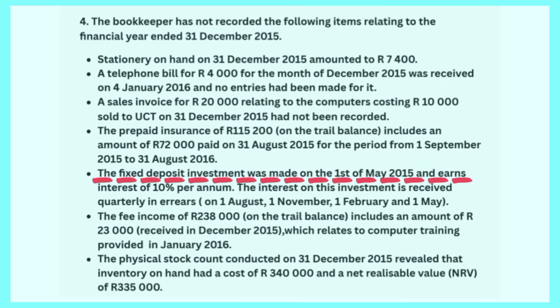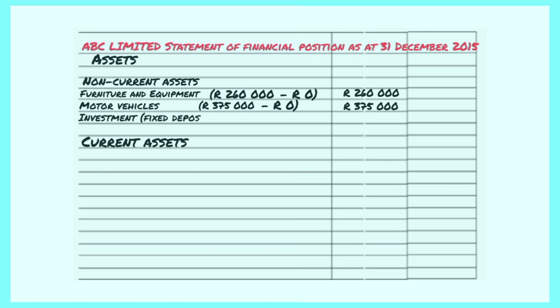Here, the fixed deposit investment was made on the 1st of May 2015 and earns an interest of 10% per annum. The interest on this investment is received quarterly in arrears on the 1st of August, on the 1st of November, on the 1st of February and 1st of May. Here again, we are not told when it matures. In a case like this, the assumption is always a long-term investment. So write down investment 126,000 under non-current assets.